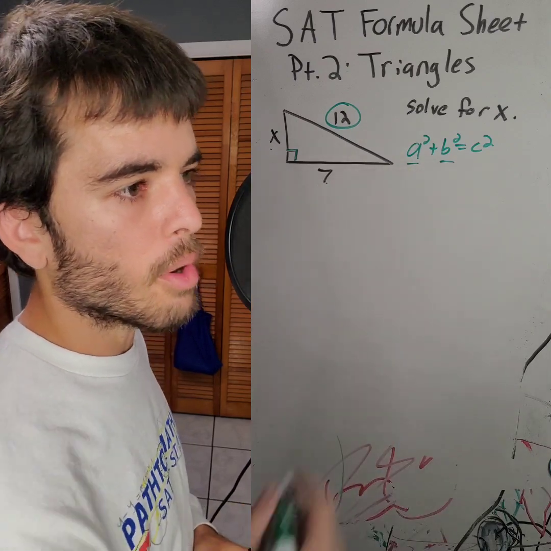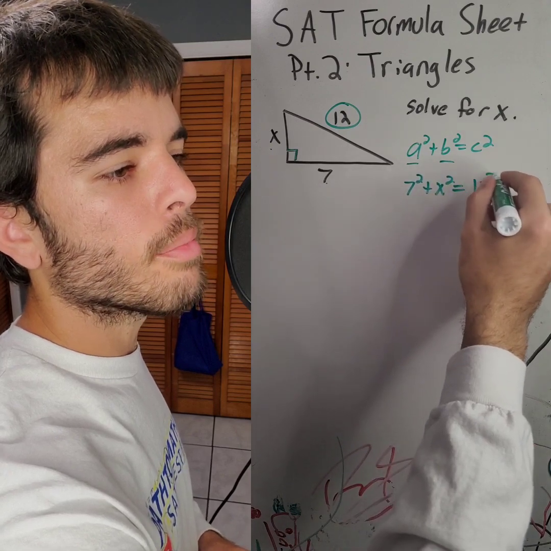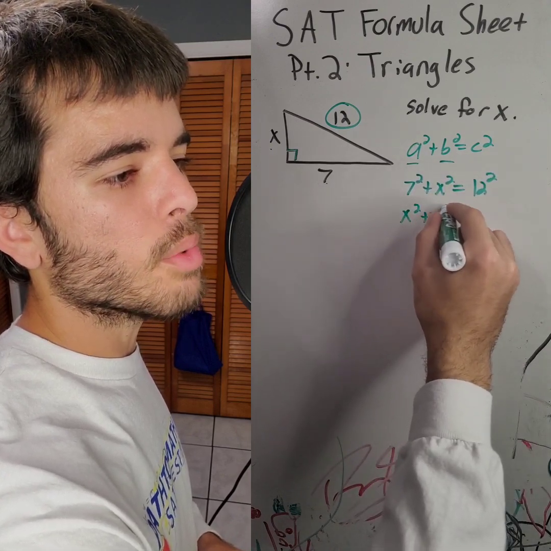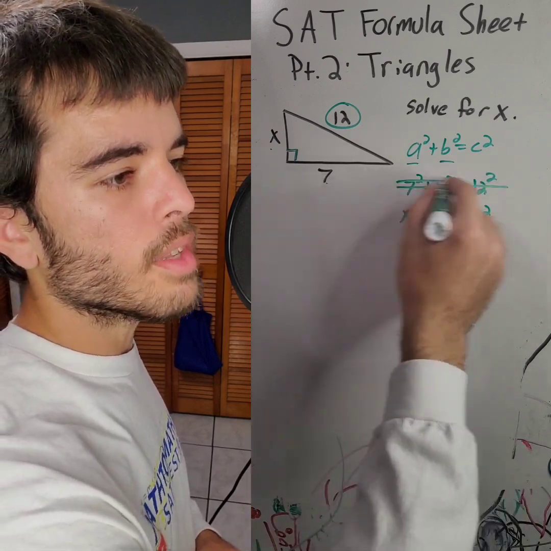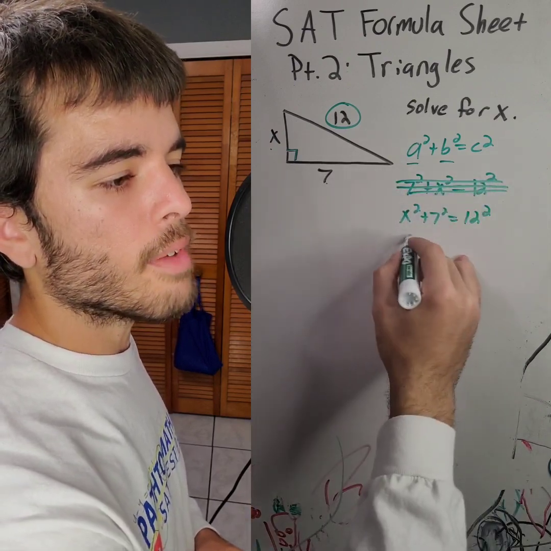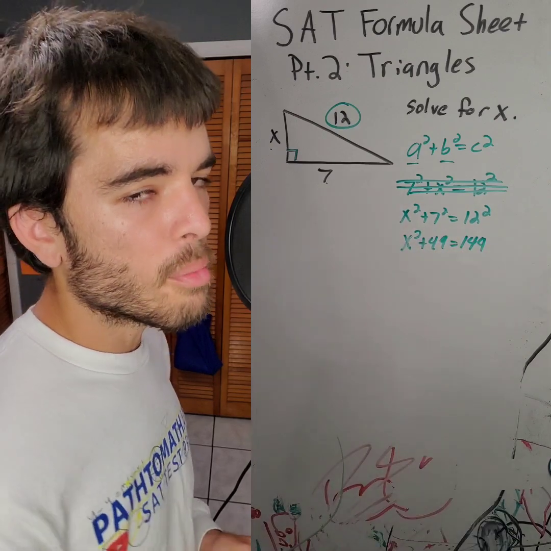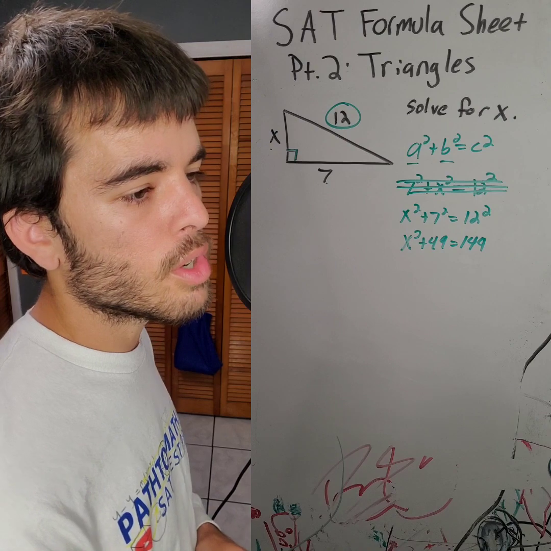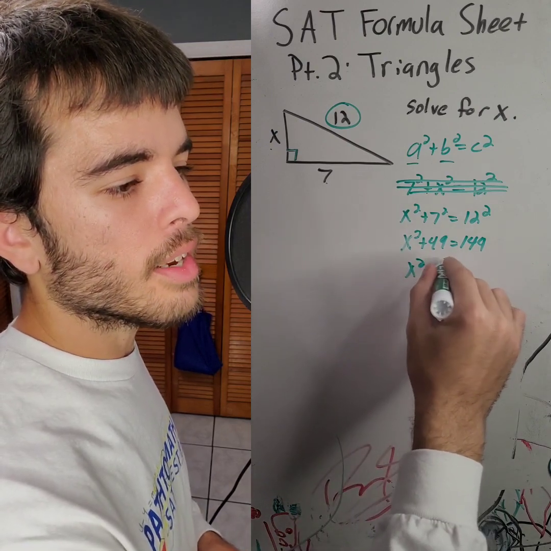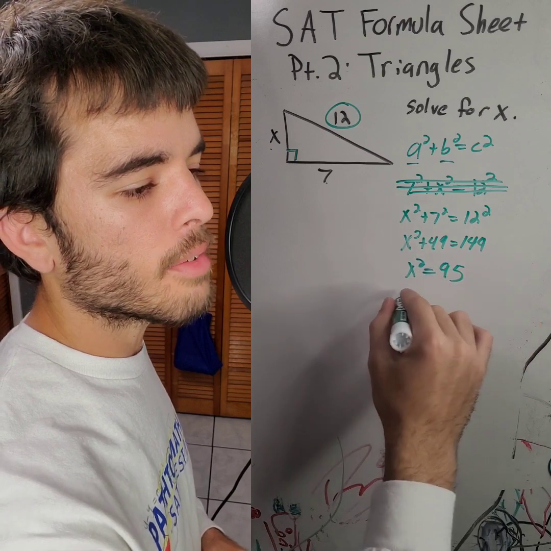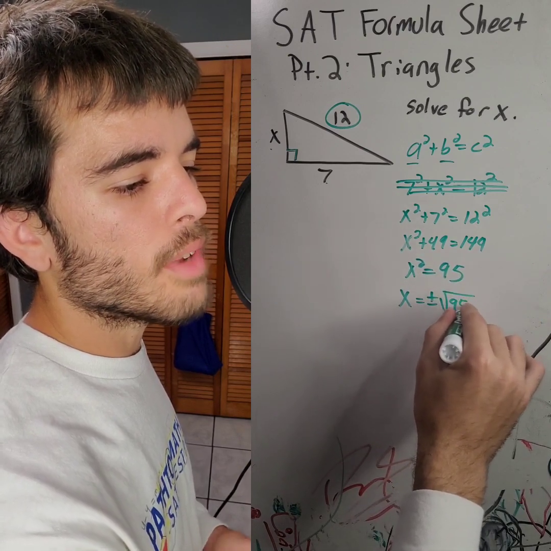Don't overthink that part. We could put 7 squared plus x squared equals 12 squared. Or we could put x squared plus 7 squared equals 12 squared. It won't change our answer. I'll stick with the second option that I chose. We have x squared plus 49 equals 144. I hope you're familiar with your squares. Okay, that is important to know off the top of your head. We have to subtract. So we get x squared equals 95. We take the square root, giving us plus or minus square root of 95.